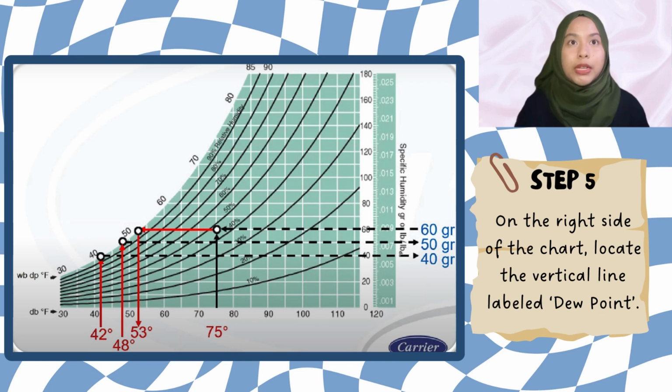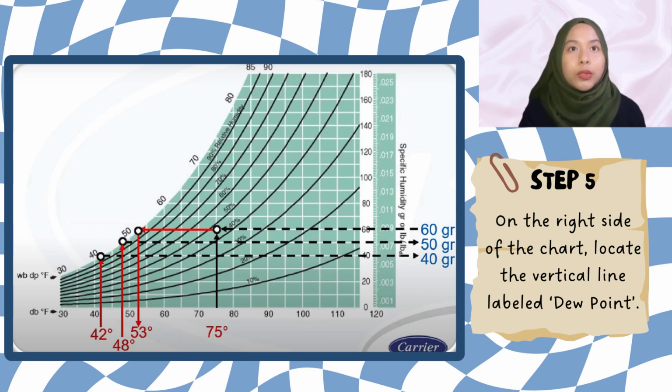The vapor pressure line should be found to the right of the dew point. It is expressed in inches of mercury or millibar. Next, look at the information on all sides of the chart, that is on the most extreme edge. This scale represents enthalpy expressed in BTU per pound of dry air.